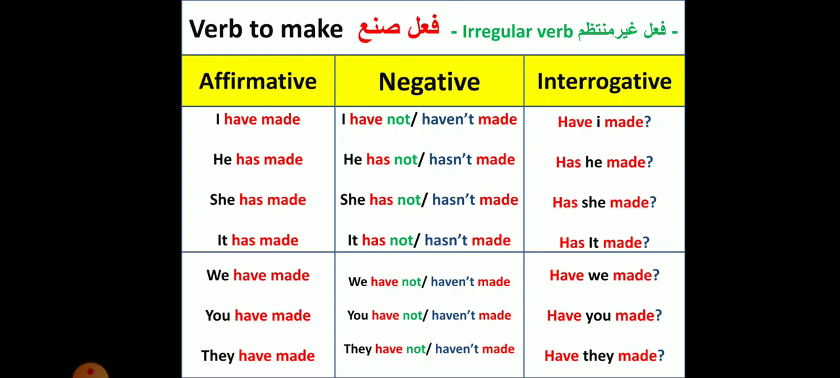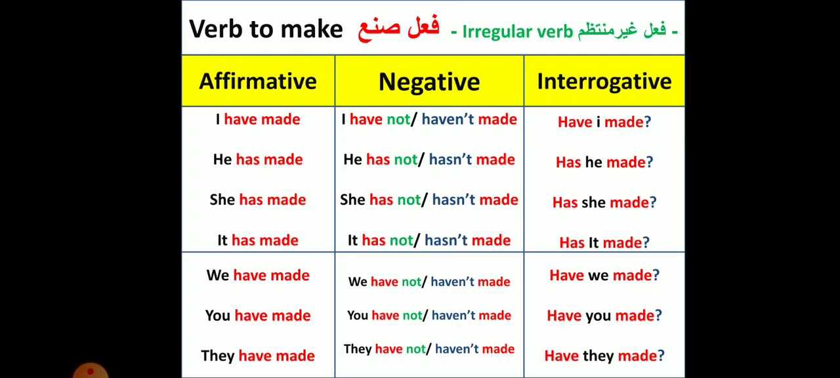He has not or hasn't made. She has not or hasn't made. It has not or hasn't made. Okay, so the past participle doesn't change. We have not or haven't made. You have not or haven't made. They have not or haven't made.